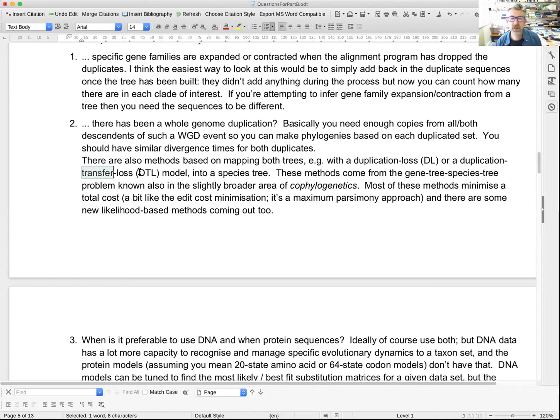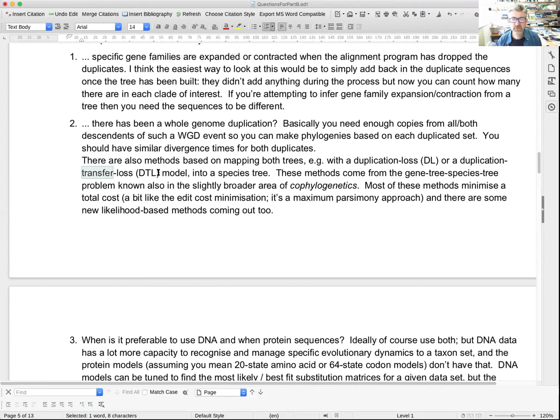DTL, the problem is these horizontal transfers. These make everything much, much harder. And while you still can map the gene tree into a species tree, you can't guarantee, in the general case, that you'll have an optimal solution. You can't always tell.